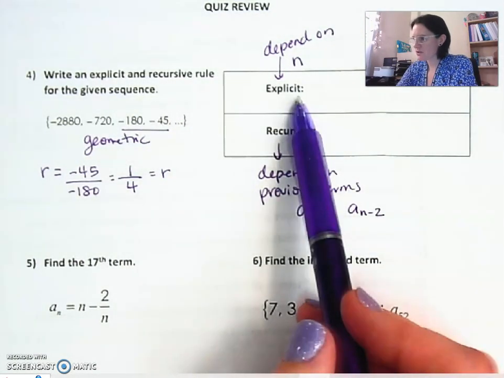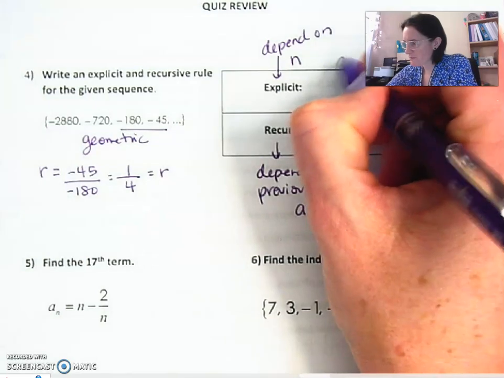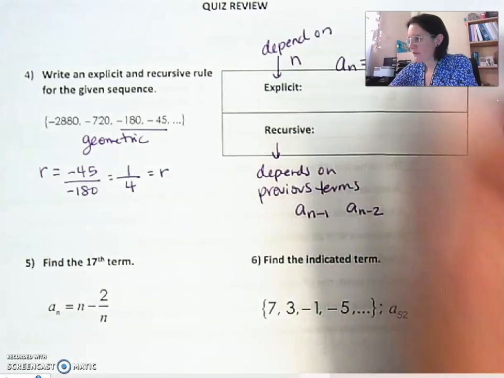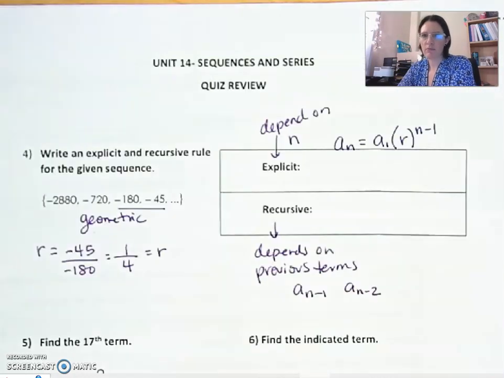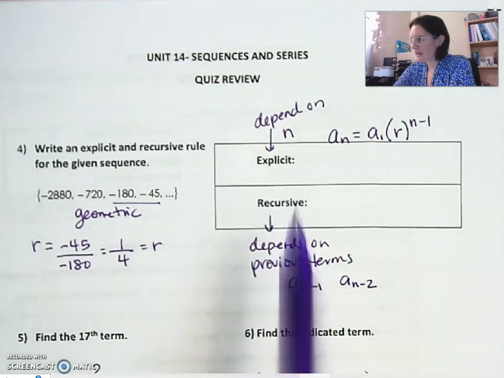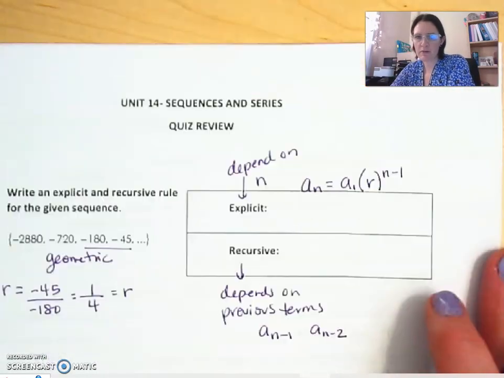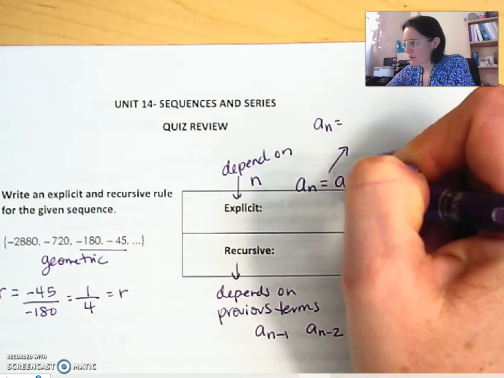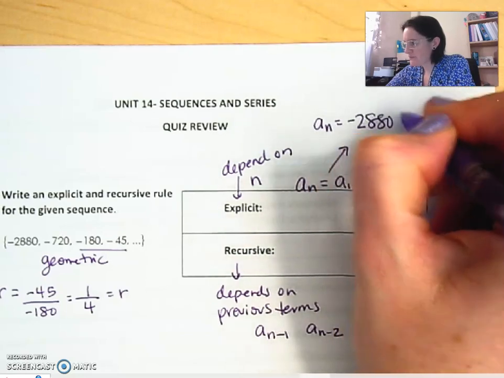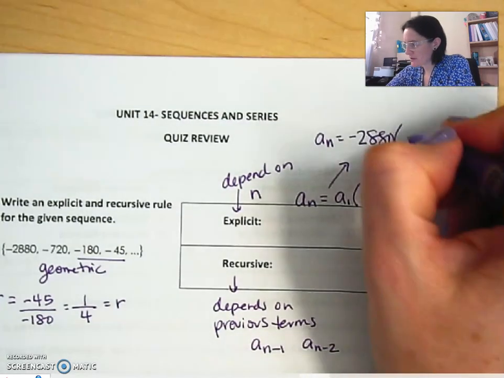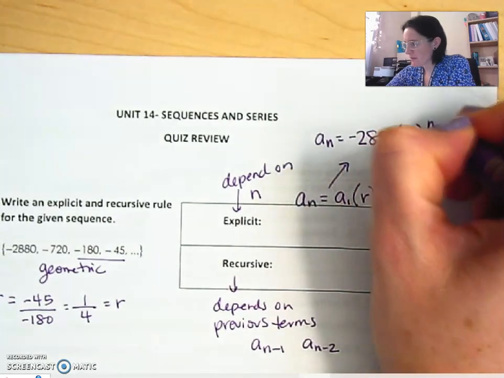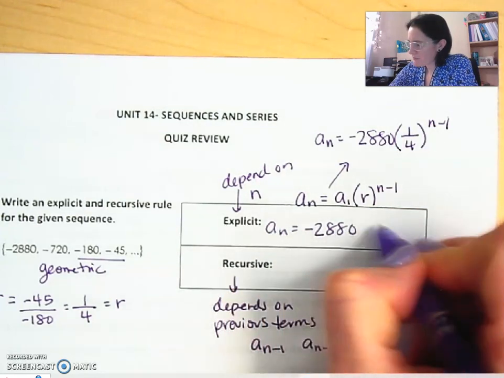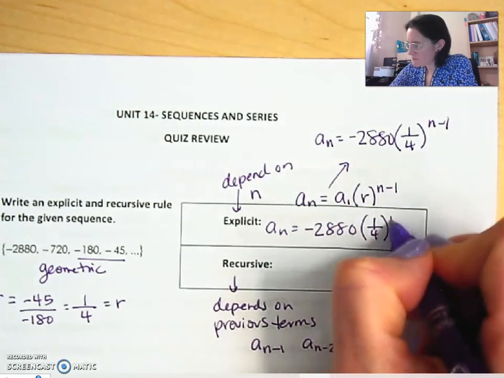So an explicit version would be, what I'm going to do is use our explicit formula to generate that. So let me go up here some. It's all over the place. So A sub n equals A sub 1, which was negative 2,880, times r, which we already determined is 1/4, to the n minus 1. Oh, I could have written that right here. I thought I was going to have more work. Okay.